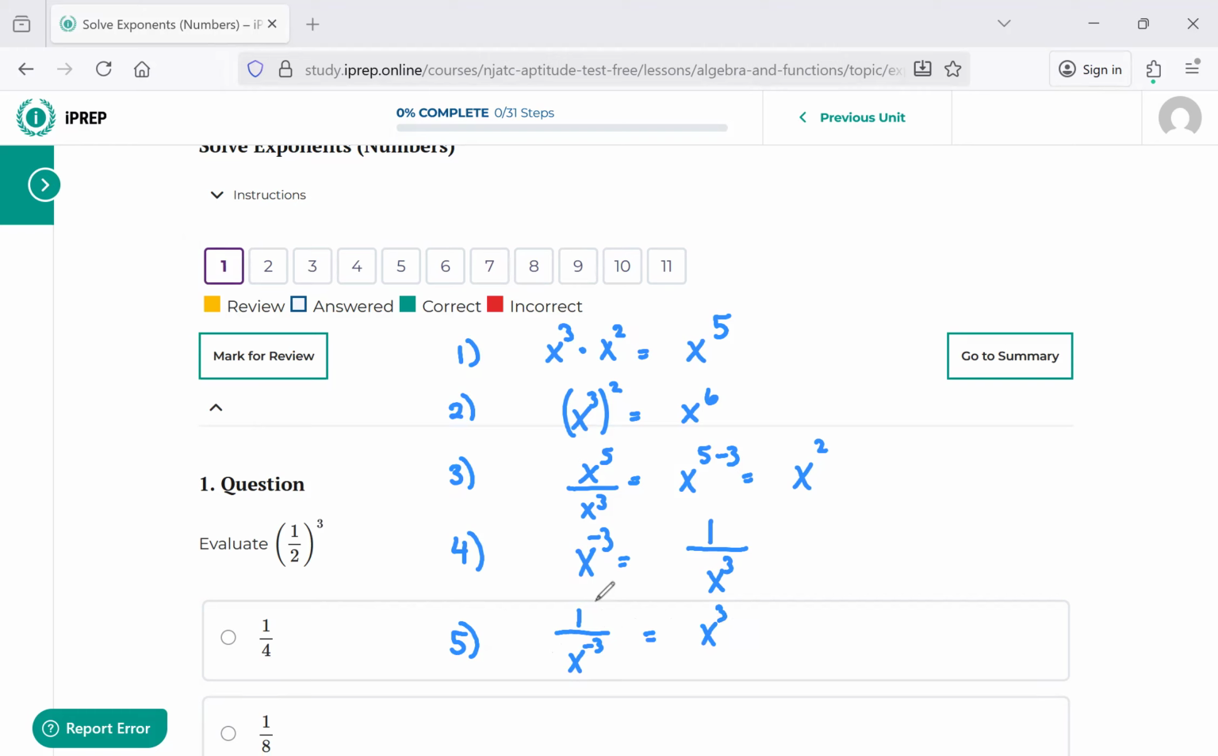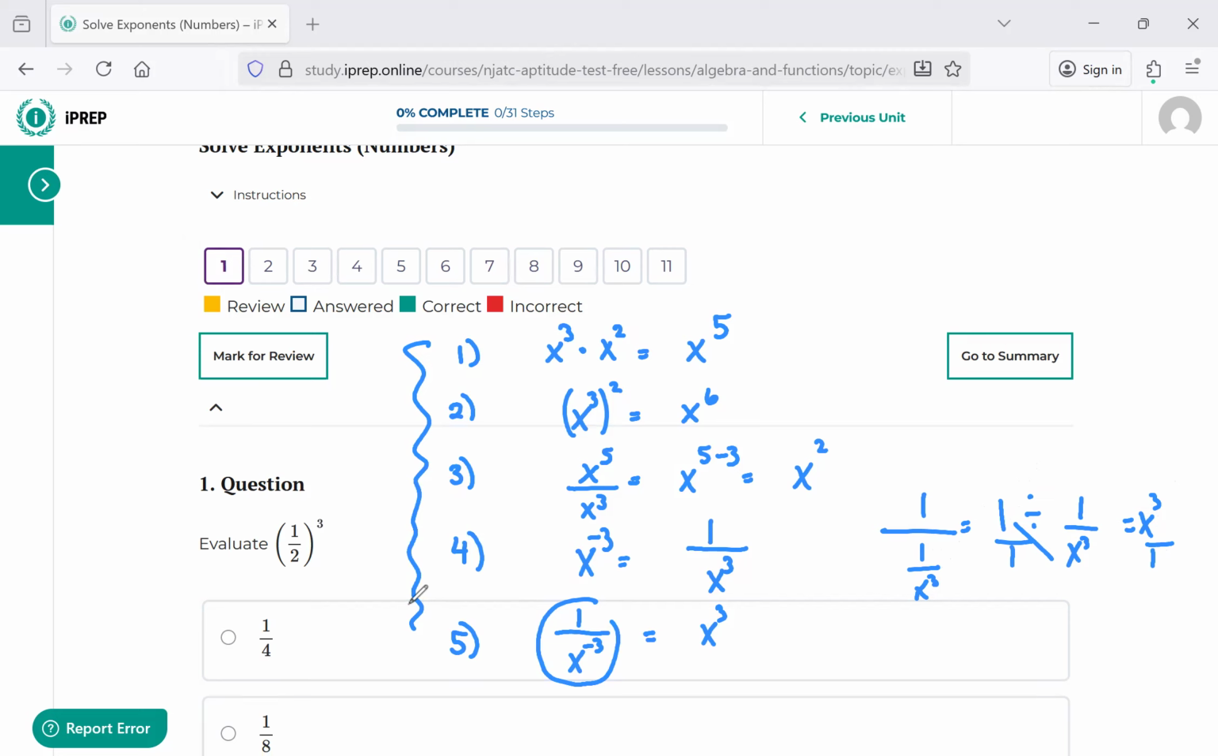If you're really curious why that is, X to the negative 3 is the same thing as 1 over X cubed, right? And then you have a complex fraction. So it's really 1 divided by 1 over X cubed. And remember, when you have division, you cross multiply. So that's going to be X cubed over 1. Okay. So go ahead and write these 5 rules because we're going to probably use them.